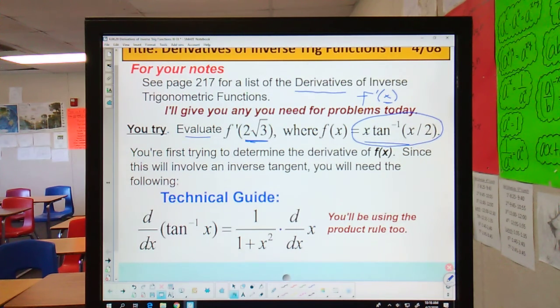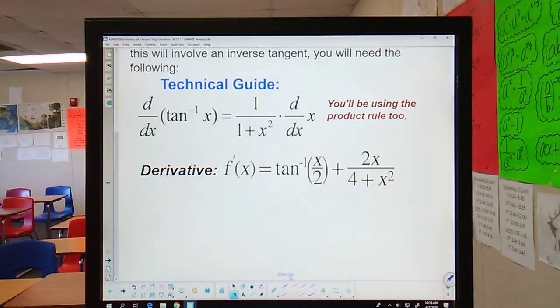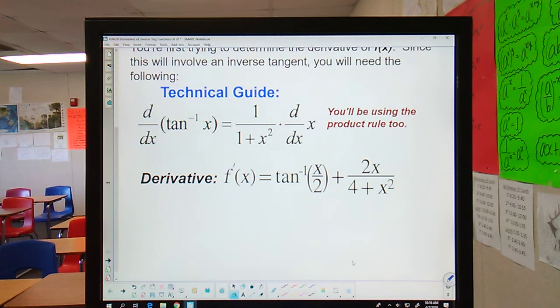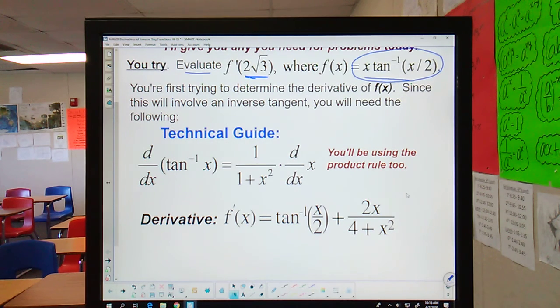Okay, welcome back. Your answer should have been this down here: the inverse tangent of x over 2 plus 2x over 4 plus x squared. Now, maybe you got something close to that, but just didn't simplify it. Always simplify it. That's just a rule of thumb you're going to have to accept. It takes a little while to simplify sometimes, but that's what you got to do. Okay, we had the function x times the inverse tangent of x over 2, and we're going to find that derivative.